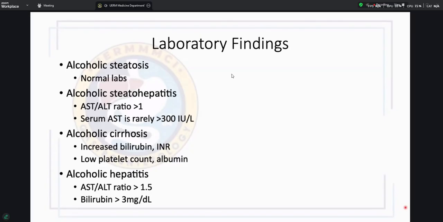Serum bilirubin and INR are typically normal during this time, but with progression to cirrhosis, there will be elevated bilirubin and INR, and low serum albumin and low platelet count. Patients with alcoholic hepatitis have AST and ALT levels that are elevated but do not exceed 400, and the ratio of AST to ALT is a bit wider, more than 1.5, and the serum bilirubin is elevated at more than 3 milligrams per dL.